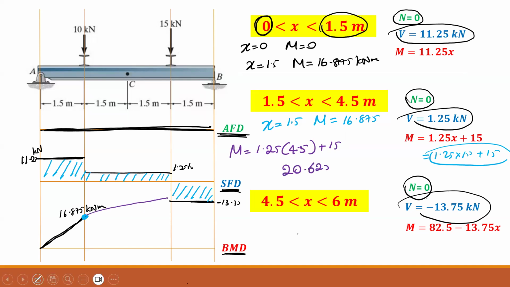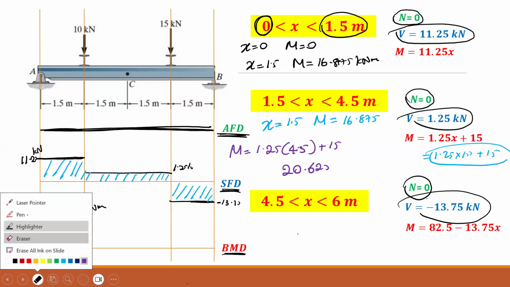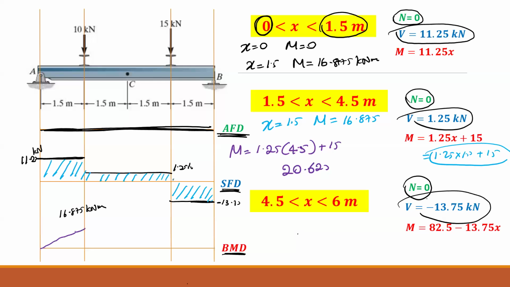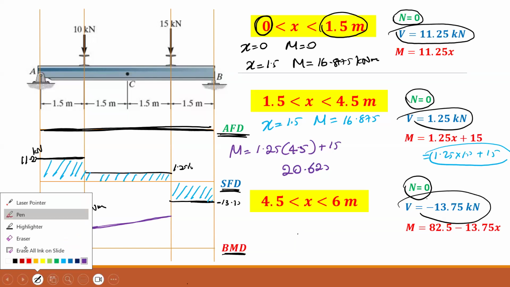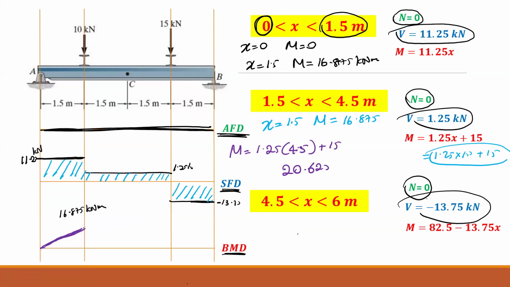I'll make this one a little bit lower so that it can go. It's not the same slope, okay? There are two different lines. They have different slopes. The gradient is not the same. So like this. So this one is 20.625.